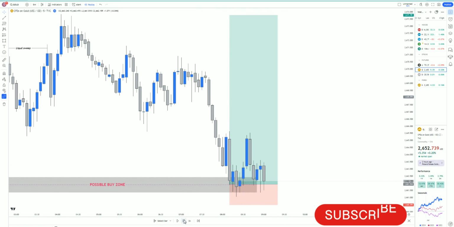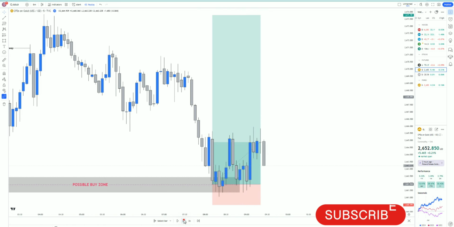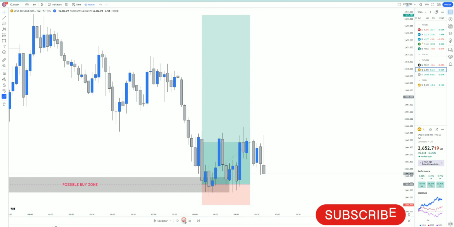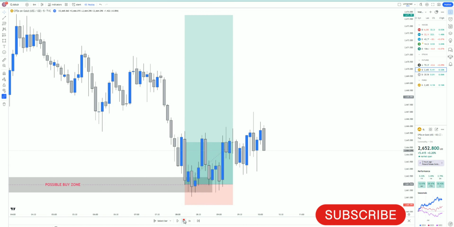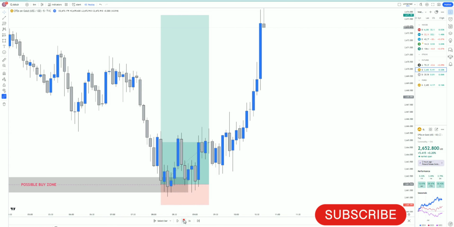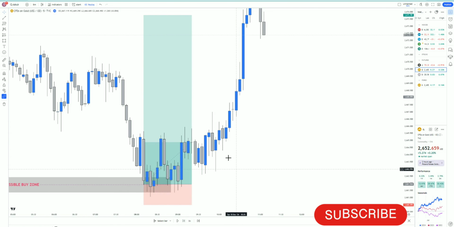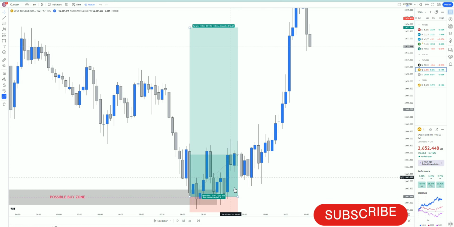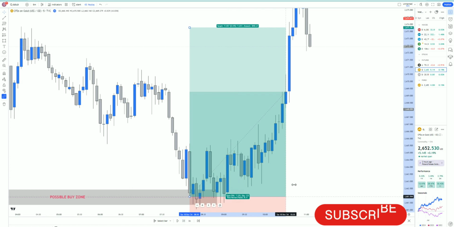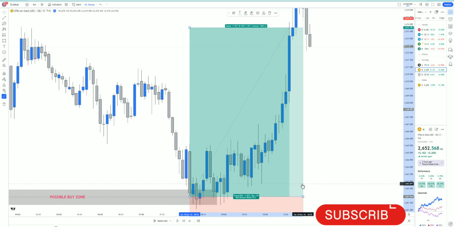So look at this. Let's see what the market does in this zone. After tapping to the entry, the market continues, plays out like that. And then I want you to look at that. Look at that, guys. And then the market, boom, hits the TP, the last take profit.